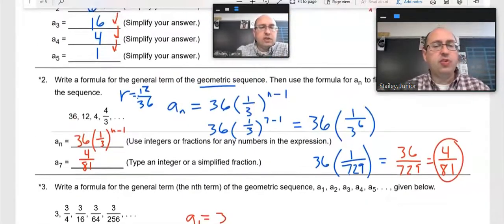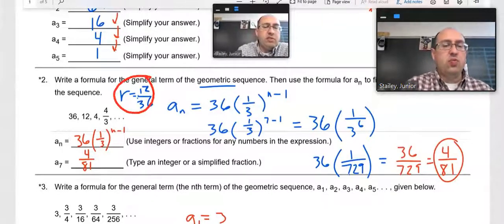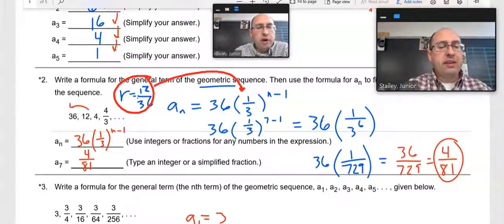Okay, so question 2, we want to find any term divided by the previous term. Well, if I do that, I end up with 12 over 36, which is 1/3. So then I know my multiplier is 1/3. And my first term is obviously 36.